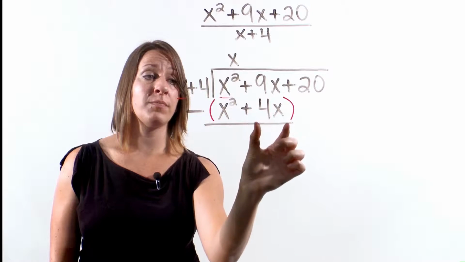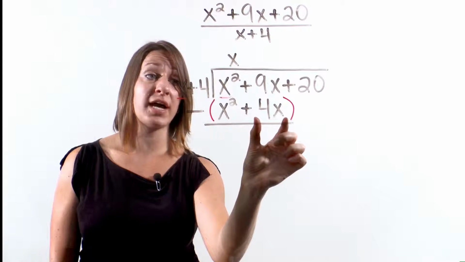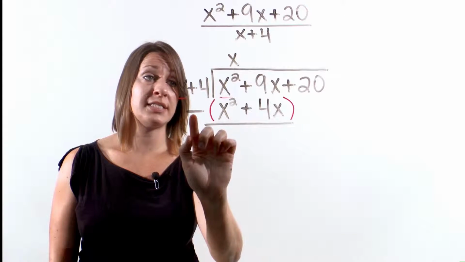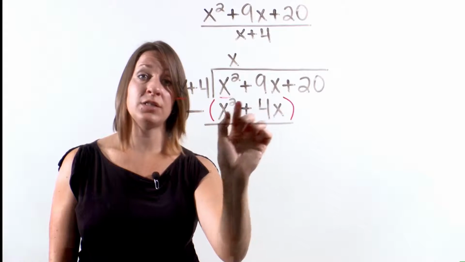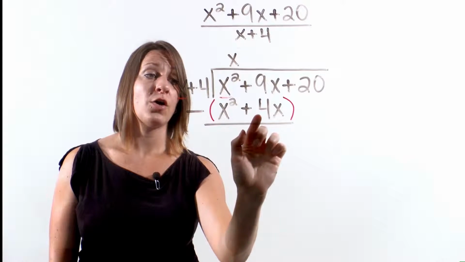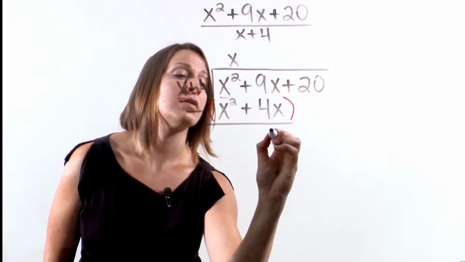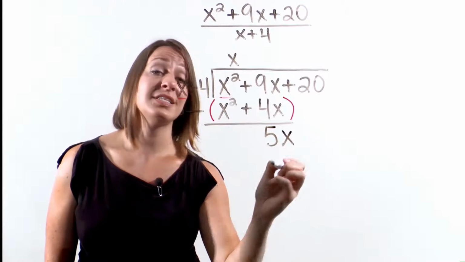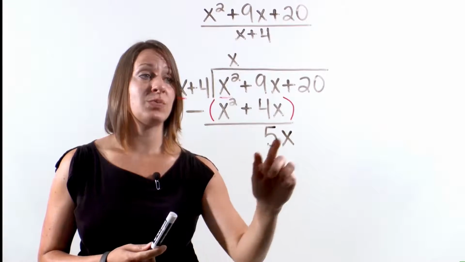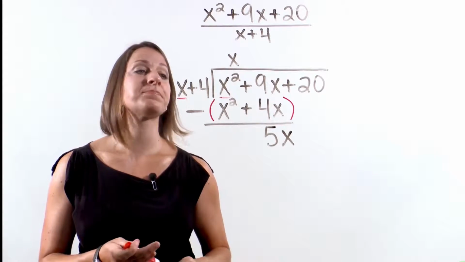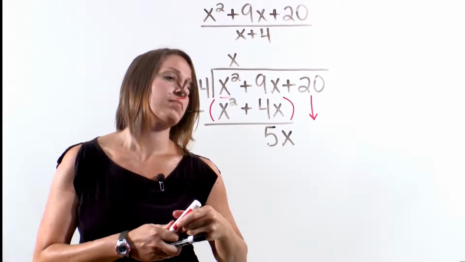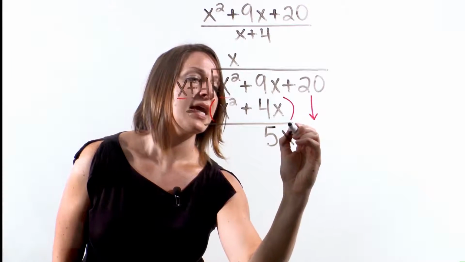The second column, we need to remember that we're still subtracting. Even though we have an addition sign here, we're subtracting. Okay, we're adding the opposite, you could also think. 9x take away 4x is 5x. Now our problem's not quite over yet because we have one more term to drop down. And that's our positive 20.